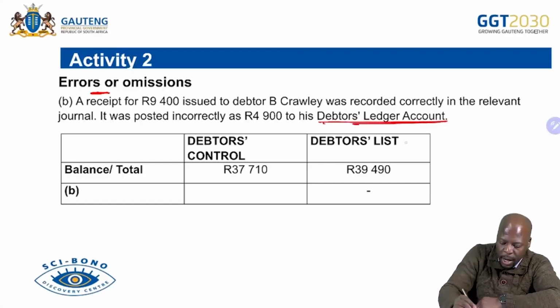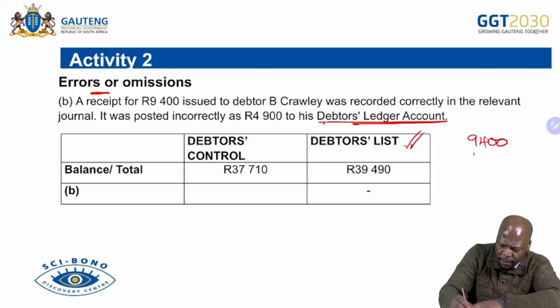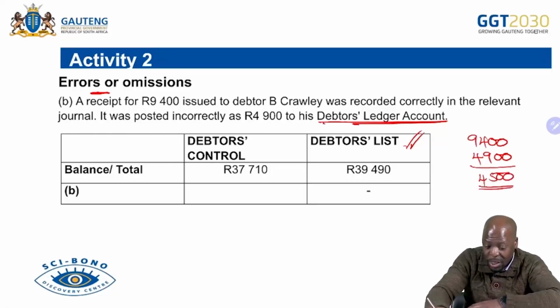So they're telling me that my error is in the debtors ledger. Once they say debtors ledger, I'm focusing on my list. But it's a receipt of 9,400. But it was posted as 4,900. That means it was understated. So I need the difference here now, therefore. The difference between 9.4 and 4.9. If you say 9.4 subtract 4.9, you should get 4,500. That becomes your difference.